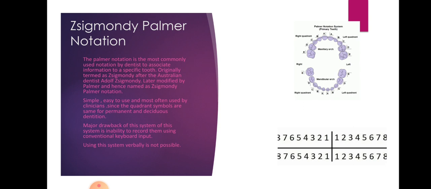So the most commonly used is Federation Dental International, since each quadrant is given a number and it is very easy to identify the quadrant and where the tooth lies.